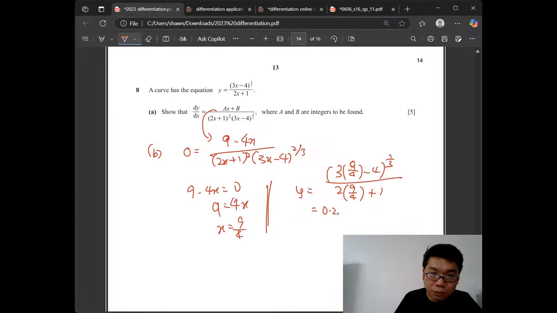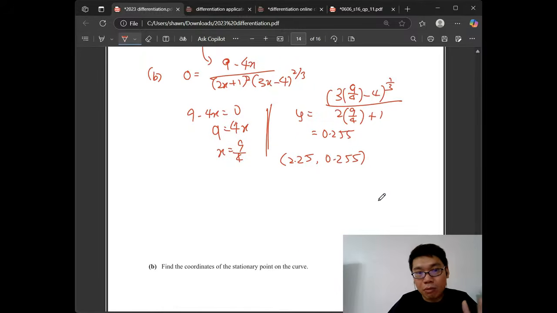You should get 0.255, so that's why the final answer is 2.25 or 9/4 and 0.255. This is how you find the coordinate of the stationary point, which is quite straightforward also.